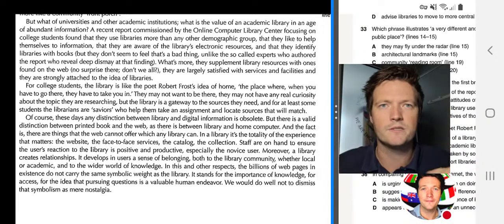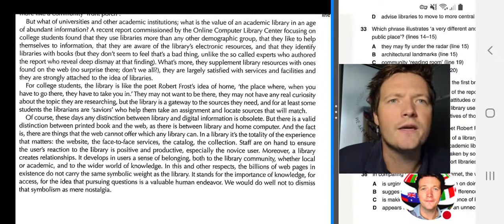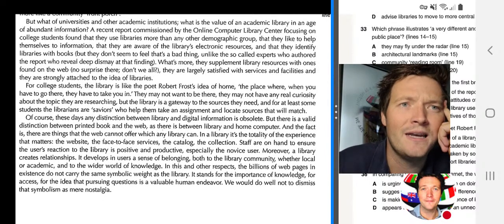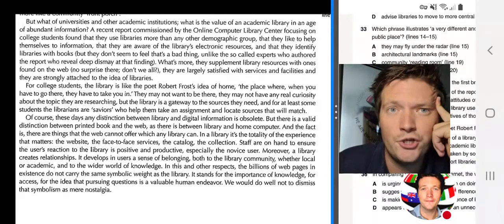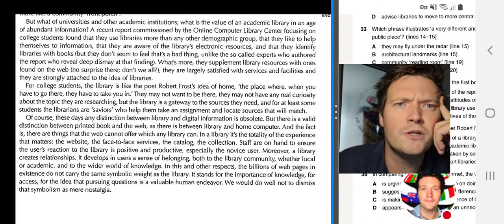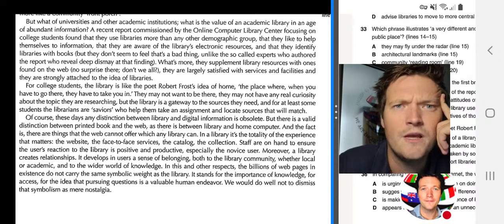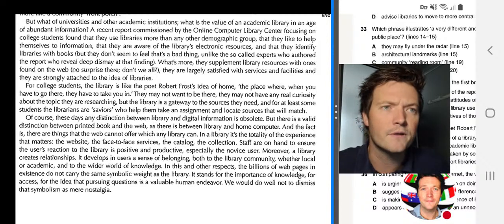I'm not going to look at the answers. Let's go. But what of universities and other academic institutions? What is the value of an academic library in an age of abundant information? A recent report commissioned by the Online Computer Library Centre, focusing on college students, found that they use libraries more than any other demographic. Students use them more than any other demographic, right?